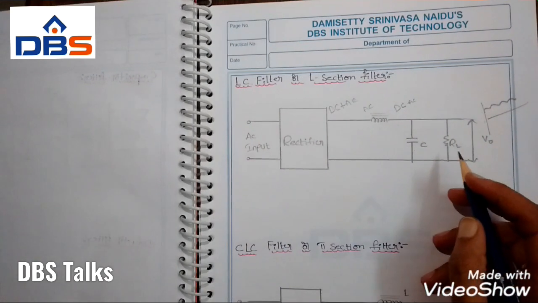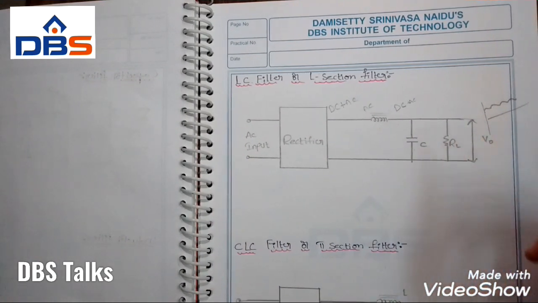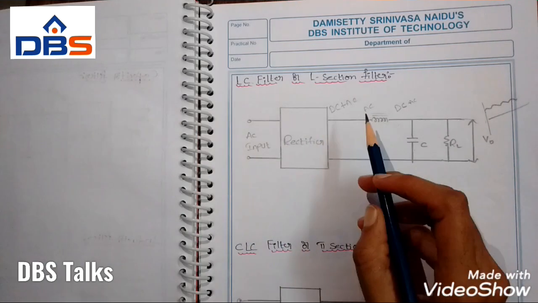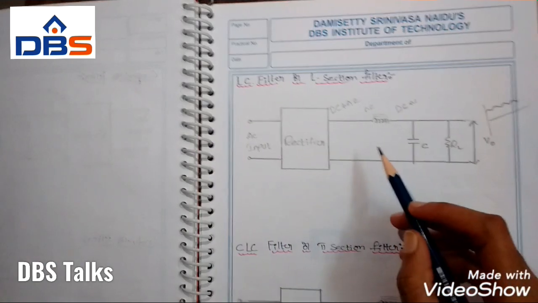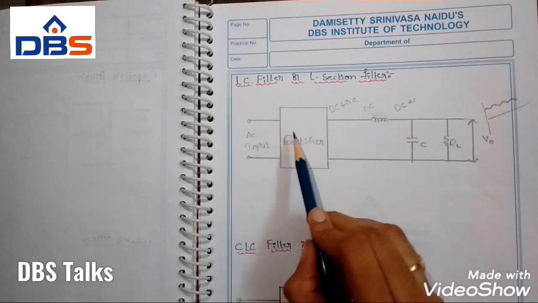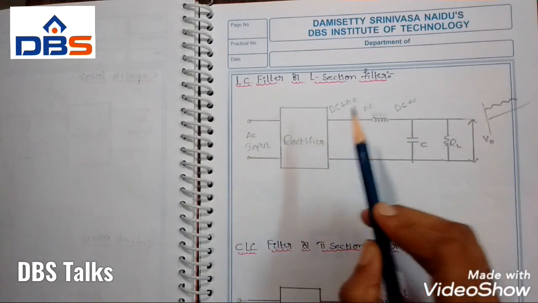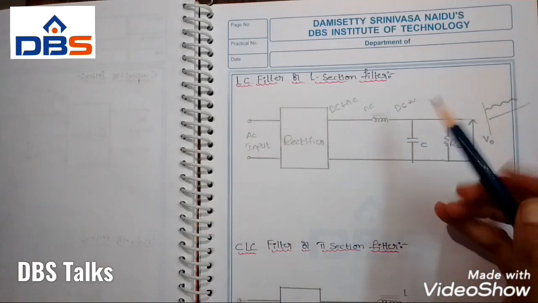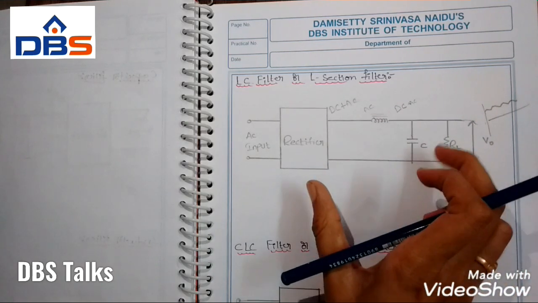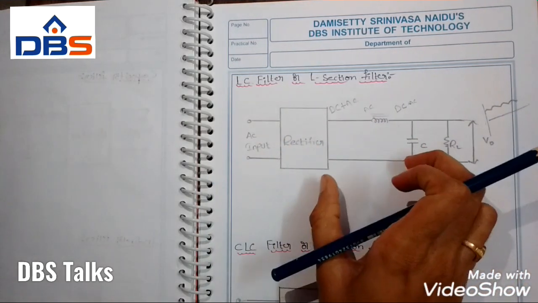It has one advantage, that is the ripple current is very low. And the LC filter also has some disadvantages. They are, it cannot be used for a half wave rectifier. It can be used only for a full wave rectifier, and it is more bulky and it occupies more space.